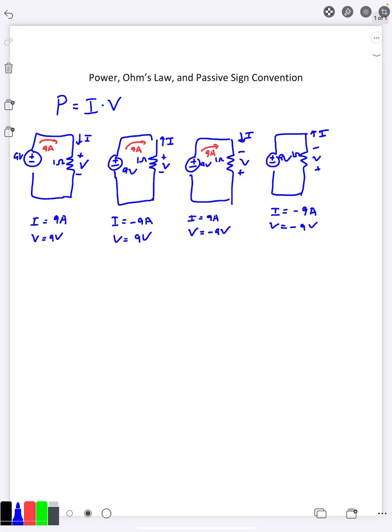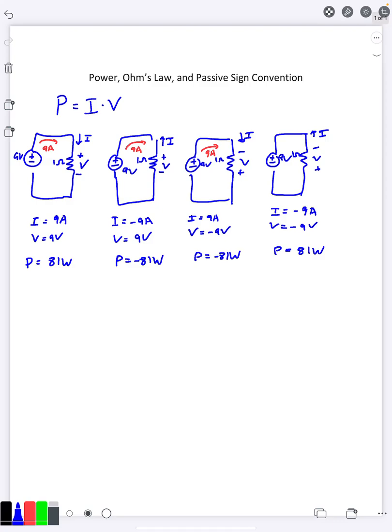Now, if you were to calculate the power in each one of these scenarios here, you're going to get different answers. And that should not be happening, because the difference between a positive and a negative power is whether the item is absorbing the power from the circuit or delivering or creating the power for the circuit. And a resistor is never ever going to be creating the power for the circuit. Resistors only absorb power, which means these negative powers here don't make sense.